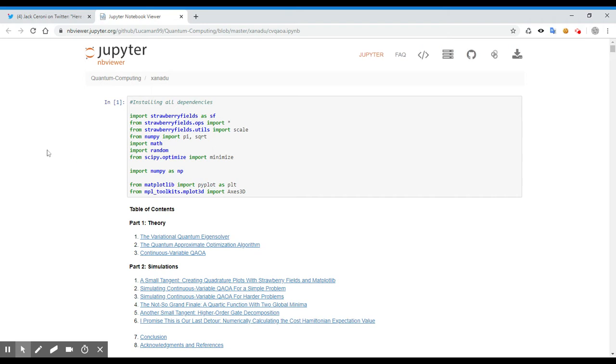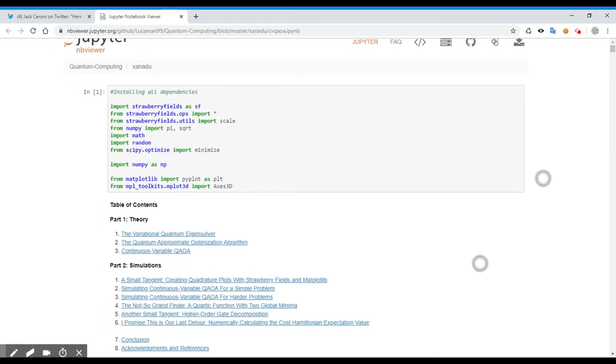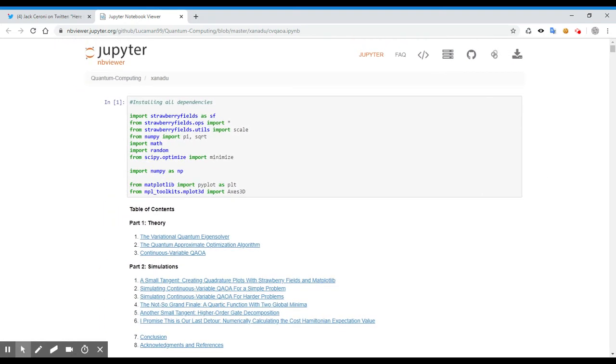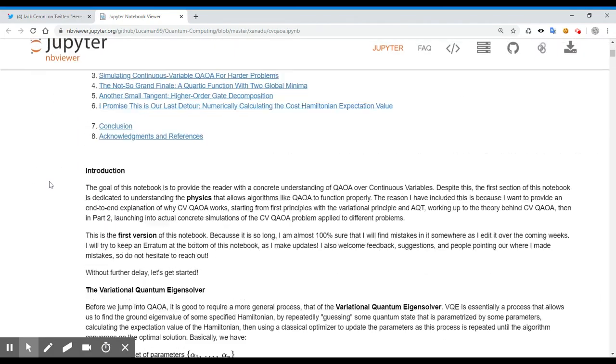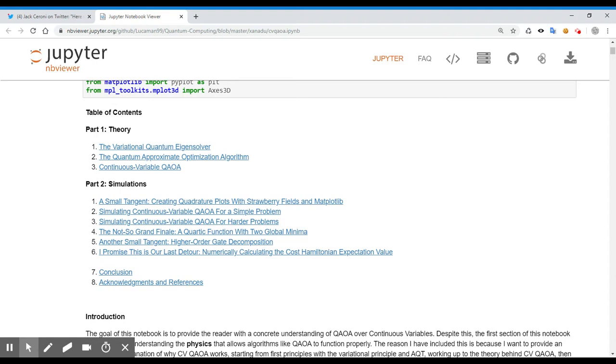Okay, let me see. Can I just zoom in a bit? That looks good. So, quick part 1, theory. That looks like a lot of stuff. That's good. VQE, QAOA, and then continuous variable. So there's a bit of theory. That can be nice because it might help me to connect the dots between all those three different things.